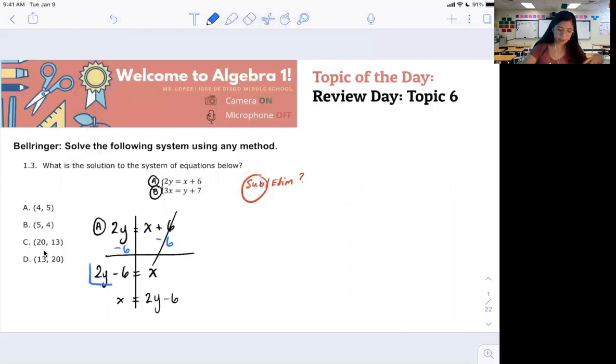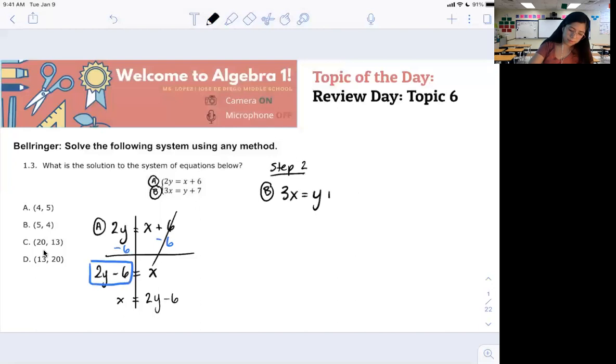So I know that this section right here, 2y minus 6, that's what I'm going to plug in the next step. So step 2. Which equation do I plug this into? B. Good. And what variable am I plugging it in for? X. Beautiful.